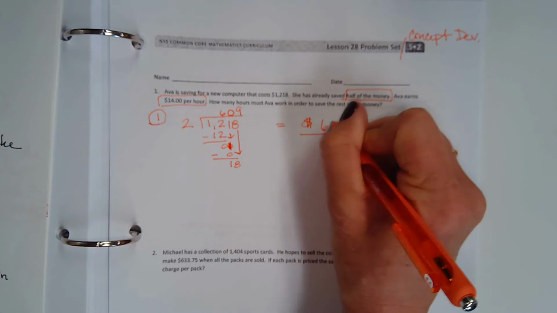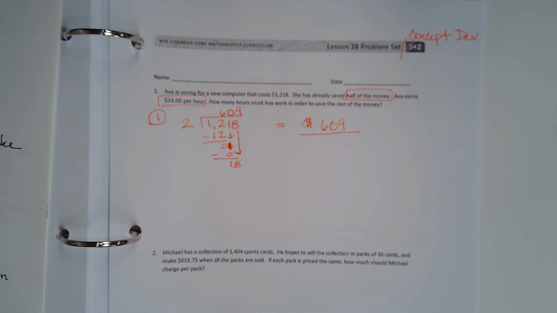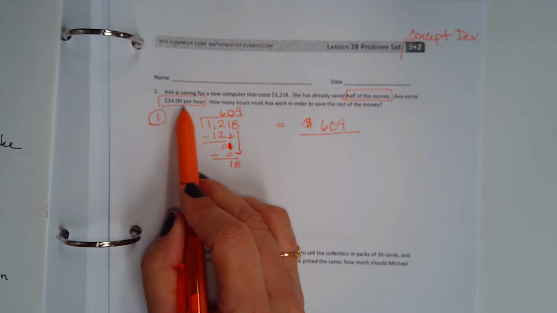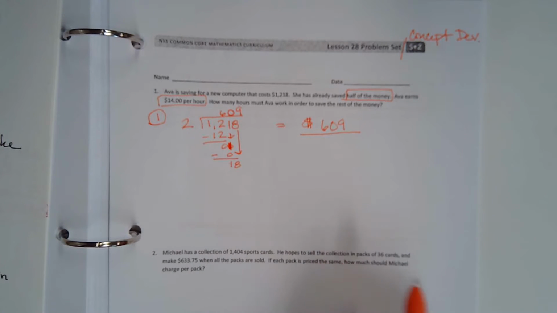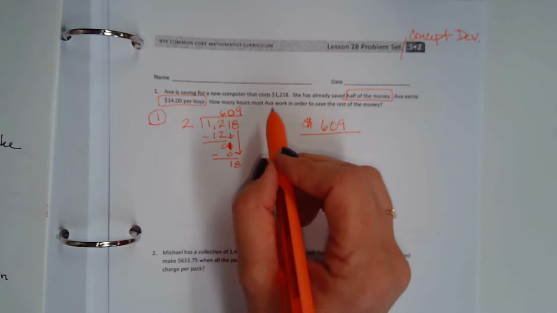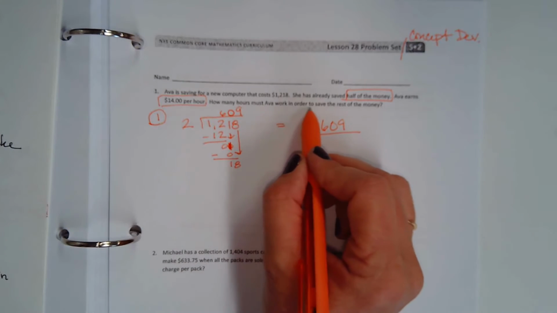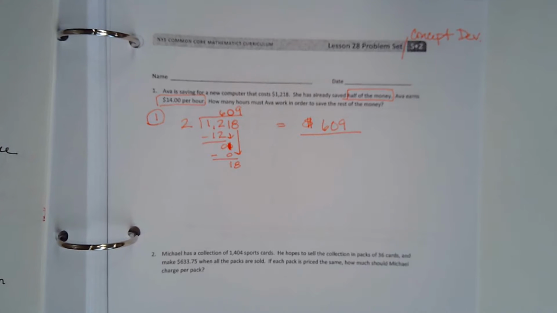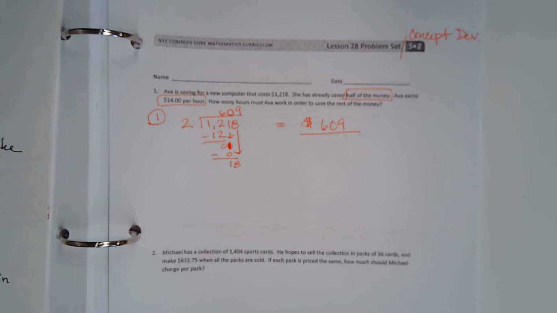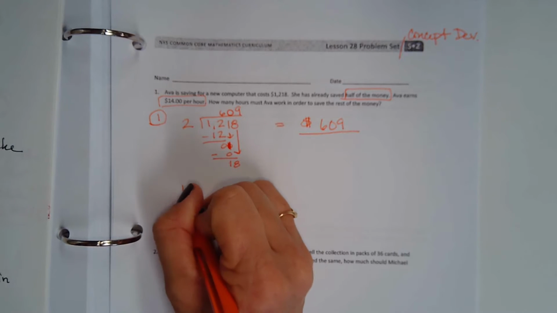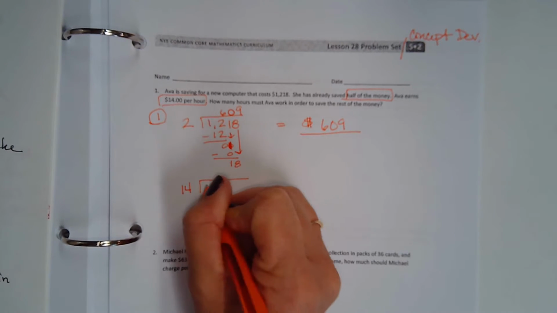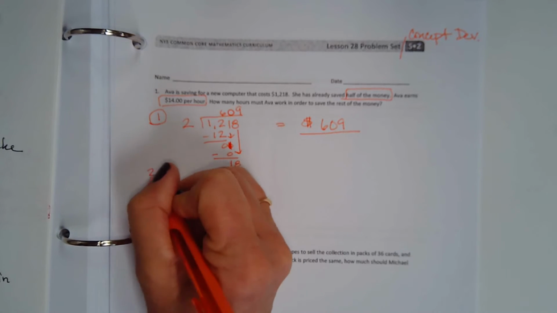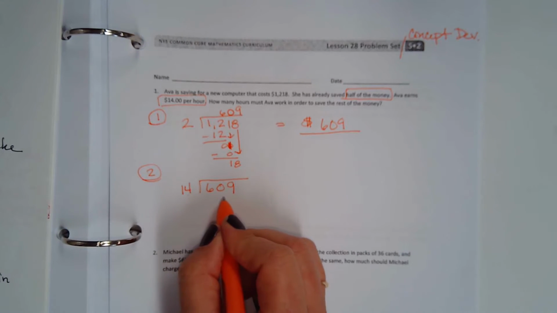So Ava has $609 saved, and that means she still needs to make $609. So what we do know is that she makes $14 an hour at her job. How many hours must Ava work in order to save the rest of the money? What should we do now? What's next? We're going to divide now $14 into $609. So now 14 goes into 60.